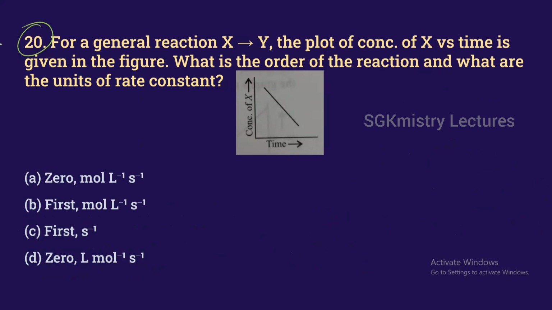For a general reaction, X gives Y, the plot of concentration of X versus time is given in the figure. What is the order of the reaction and what are the units of rate constant? So whenever you have this particular graph, be very sure that we are talking about a zero order reaction. Okay, so this is the equation. So we have time as the x-axis. In the y-axis, we have the concentration of R.